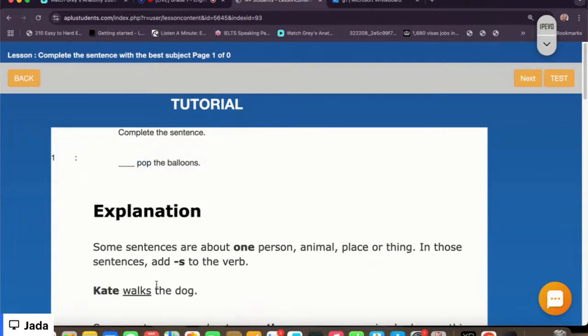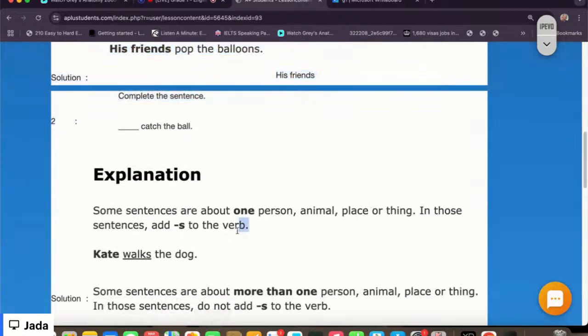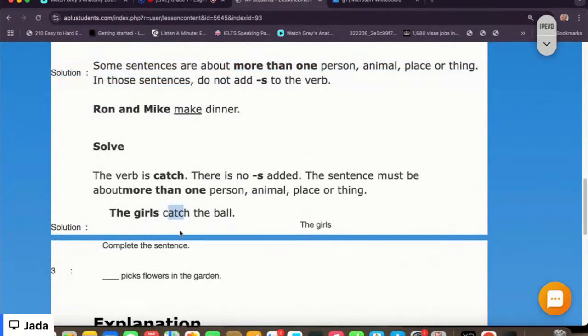Now pop here is the verb and it doesn't have s, so the subject will be what? Plural, more than one. His friends popped the balloon. Dash catch the ball. Now catch does not have s, so the subject has to be more than one. The girls catch the ball.